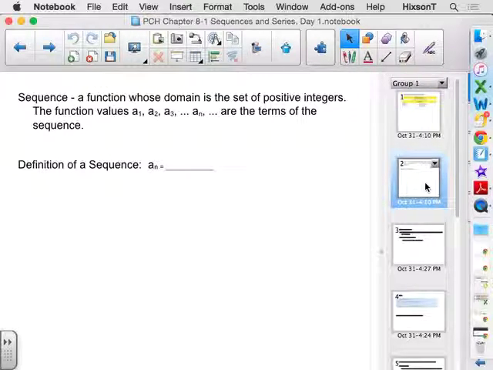Starting off, unit on sequences and series, let's define what a sequence is. A sequence is a function. You have learned about functions before, but this is a function specifically where the domain is the set of positive integers. Positive integers starting with 1, not 0: 1, 2, 3, and so on, the natural numbers or counting numbers. They can go on forever.